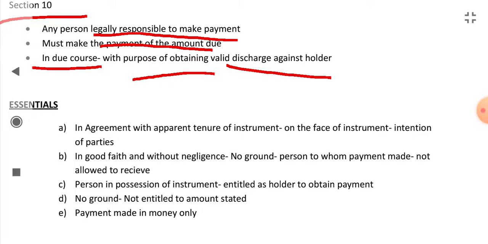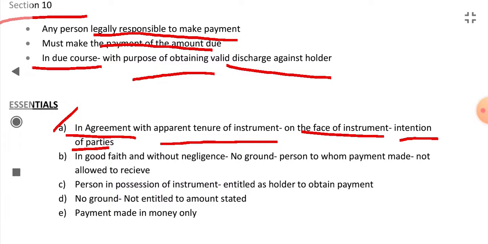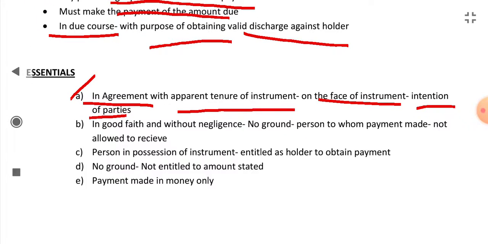What are the essential conditions which will provide protection to the banker if any action is taken against him? First, he should make the payment in agreement with the apparent tenure of the instrument, on the face of the instrument, the intention of the parties. Like on the face of the instrument, if in the check it's written pay to ABC 2000 rupees, then it shows the intention of the parties that the drawer or the account holder intends to pay ABC 2000 rupees. So the paying banker is paying according to the agreement or the intention of the parties.